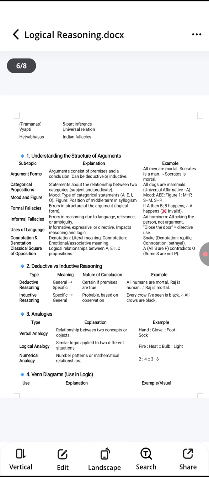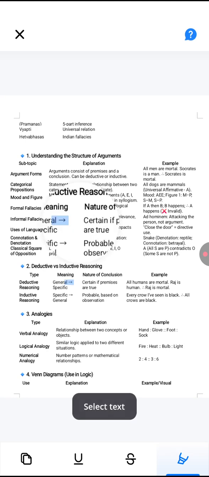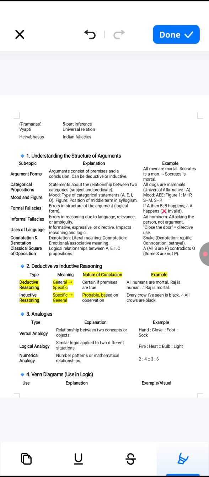Next we have deductive versus inductive reasoning. Deductive reasoning means going from general to specific. Next we have inductive reasoning, which means going from specific to general.